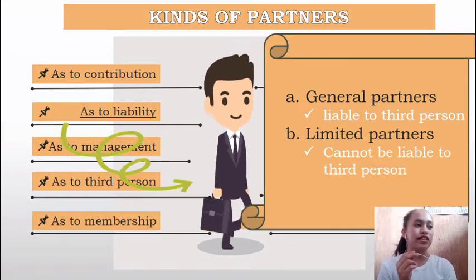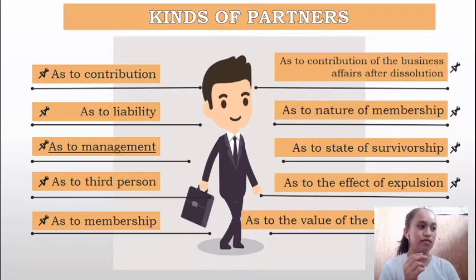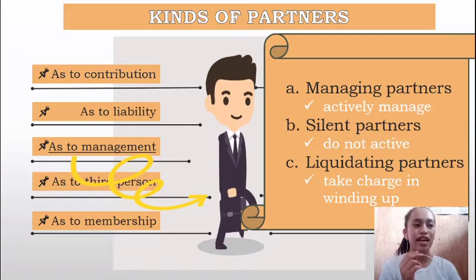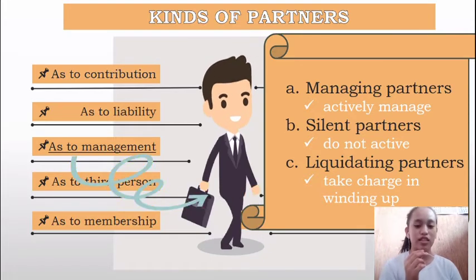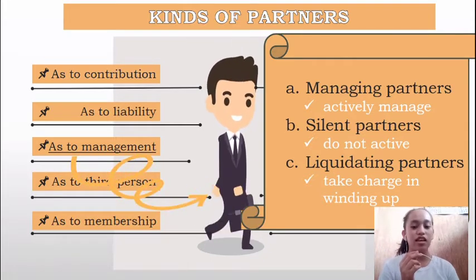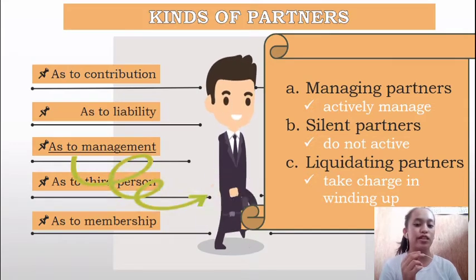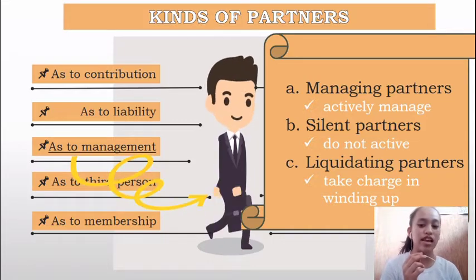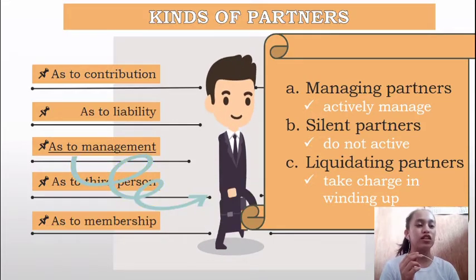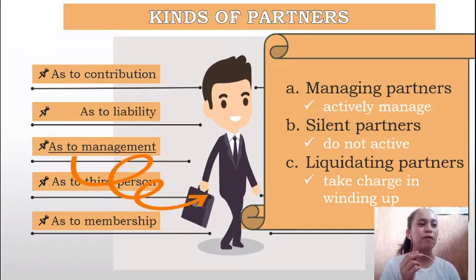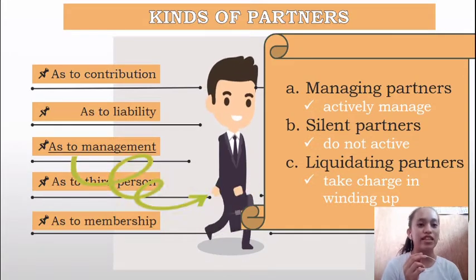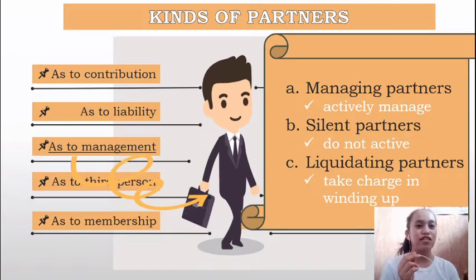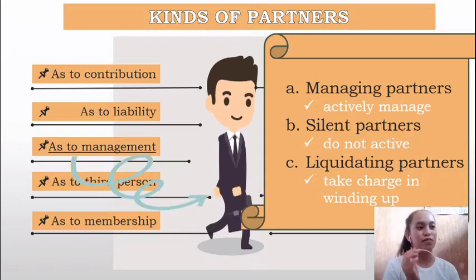The next one is partners as to management. A partner could be a managing partner, a silent partner, or a liquidating partner. Managing partners are those whom the partners appoint as manager of the partnership. They are the ones who take charge of the affairs of the partnership. From the word itself, managing partners actively manage the affairs, or what is going on in the business.